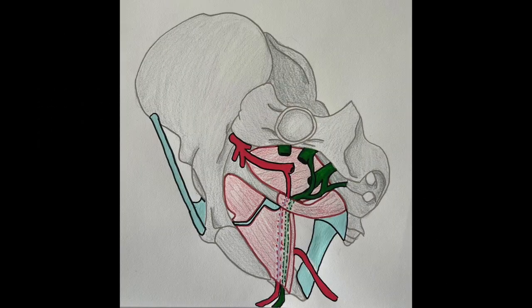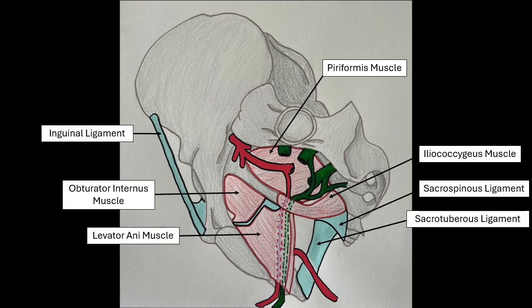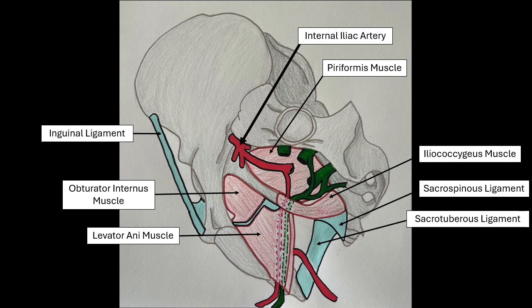Let's finish up our dissection by reviewing the ischial spine and pelvic nerves. Here's a drawing of a portion of the pelvis with some critical anatomy. Let's start by identifying our muscles, which includes the piriformis, the obturator internus, the iliococcygeus, and the levator ani. Next, our ligaments can be identified, including the inguinal ligament, the sacrospinous ligament, and the sacrotuberous ligament.